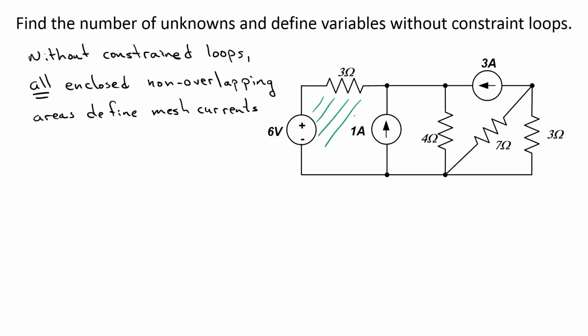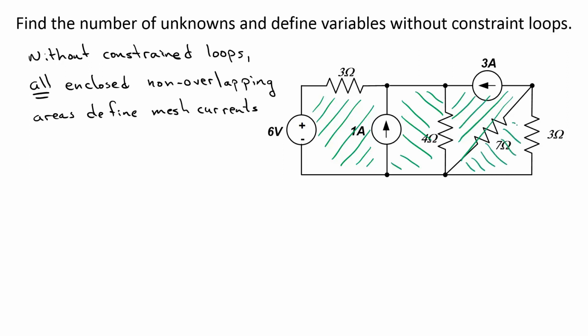So this will be an enclosed non-overlapping area. This will be an enclosed non-overlapping area. This is enclosed and it doesn't overlap any other area. And this is also enclosed. It doesn't overlap any of the previous areas. So we have 4 areas. That means we'll need 4 mesh currents.